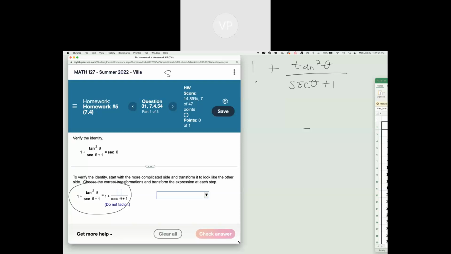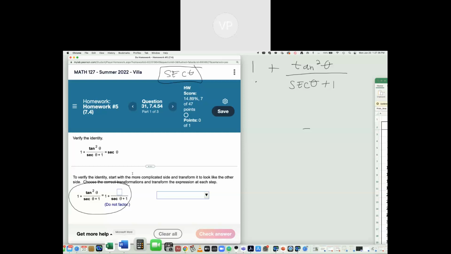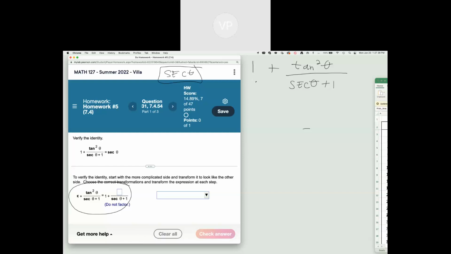Okay, now what's nice about this is, remember, we're looking for secants eventually. Now, what I like about this one is it sort of also gives you a hint if you're stuck where to go. All right, start with the more complicated side, choose the correct transformations, and then we want to rewrite this as 1 plus something. Okay, now they say do not factor. The only thing that changed here, notice, is this tan square. We have the 1 still there. We have the secant theta plus 1. We have to rewrite something here for tangent. Okay, so that's a tough one.